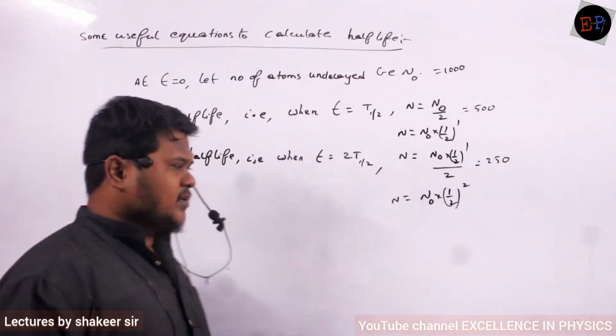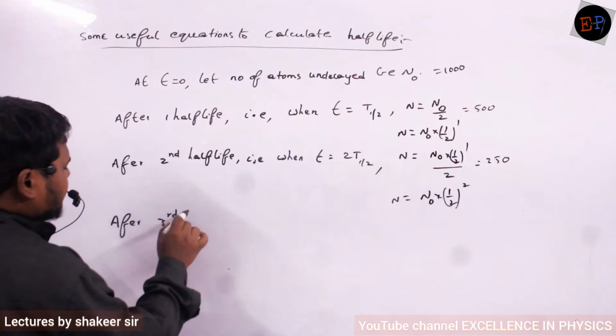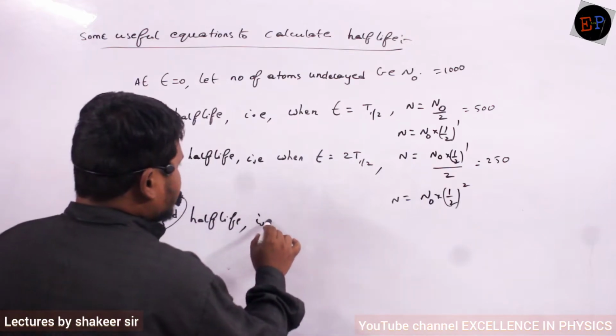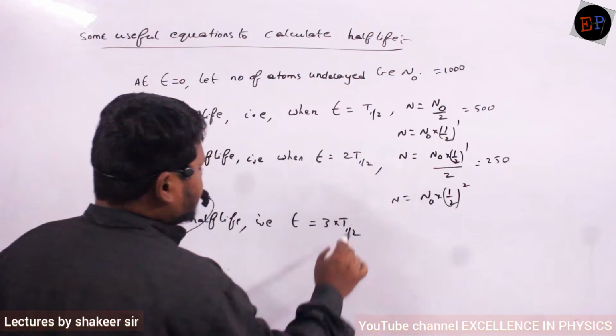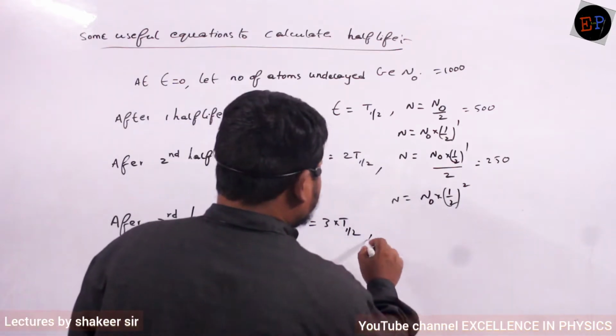Like this I can write. Clear? Now let us go for after the third half-life. Third half-life, what is the time? T is equal to 3 into t power 1 by 2, that is 3 times the half-time. Now how many atoms will be there, can you say?